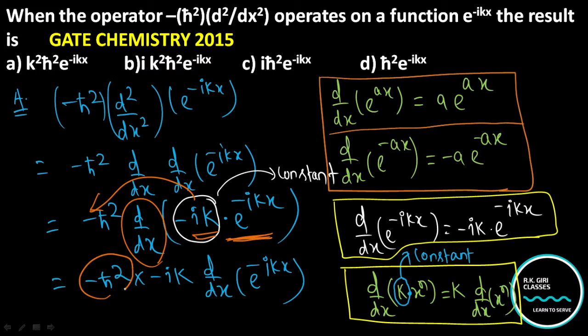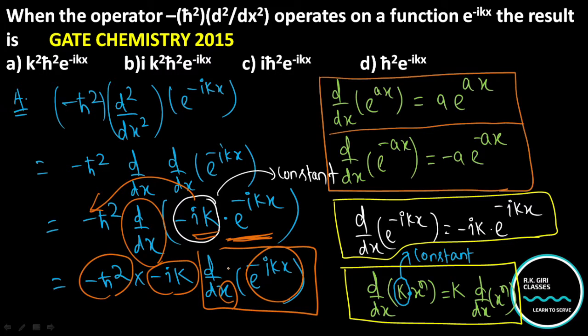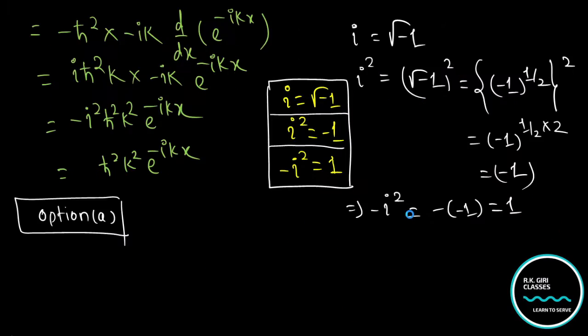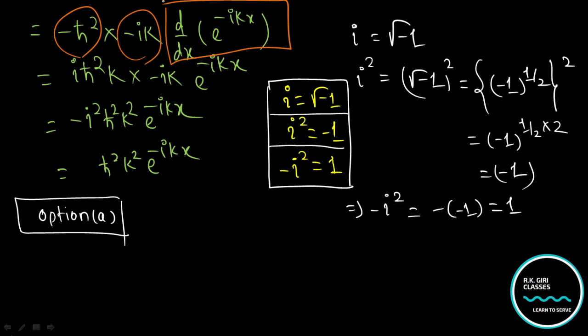So that is minus h cut square into minus ik, and the derivative of e to the power minus ikx with respect to x. Coming to the next point, that is minus h cut square into minus ik, that is d by dx of e to the power minus ikx. Now what happened here? Here the derivative will again be minus ik e to the power minus ikx, right? So what was your result?